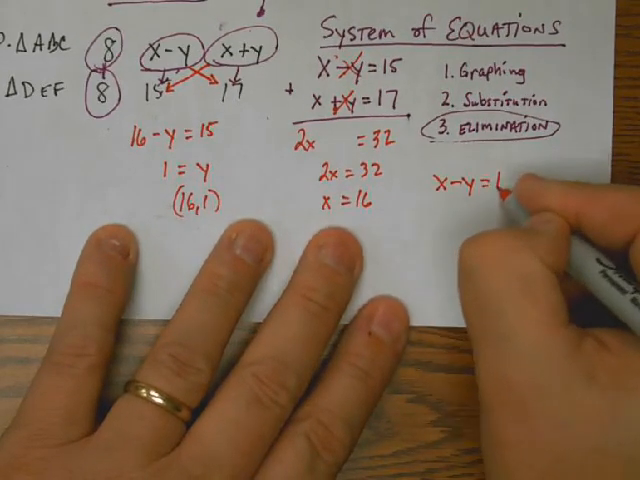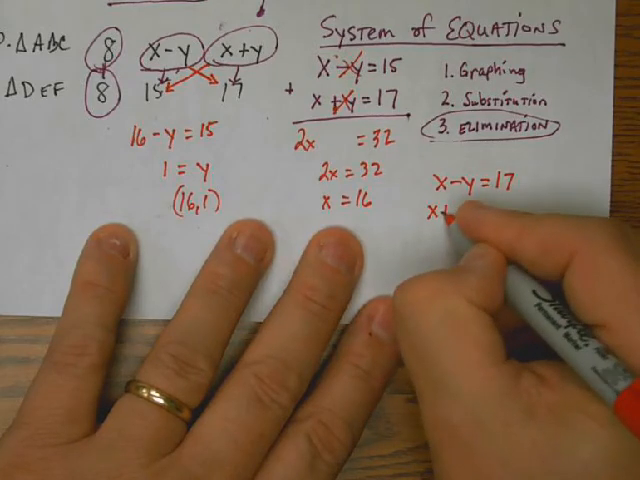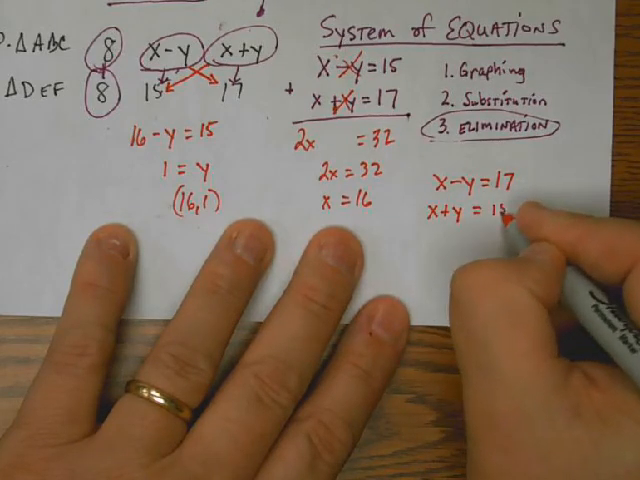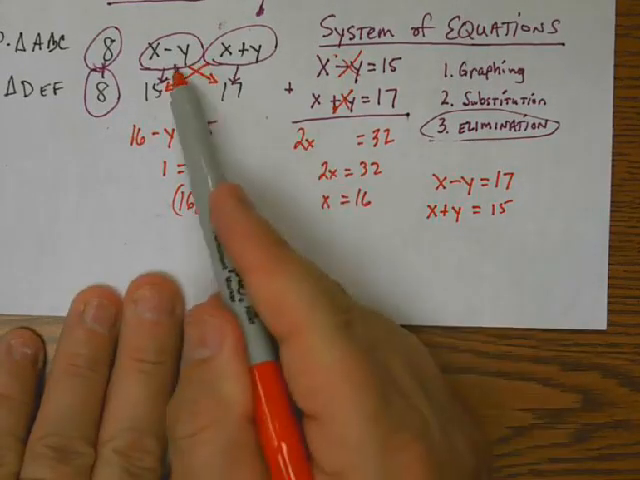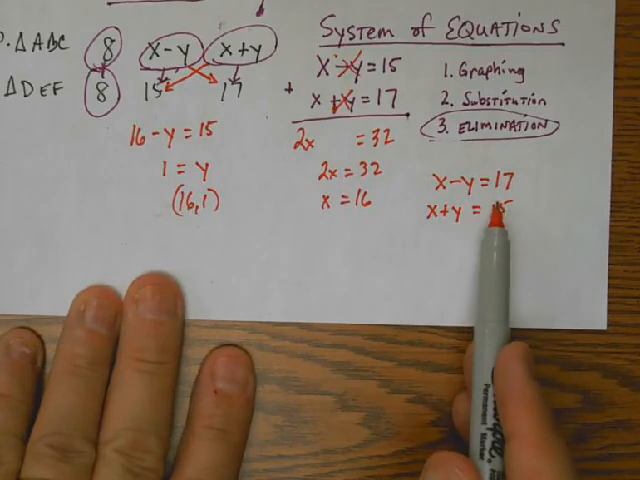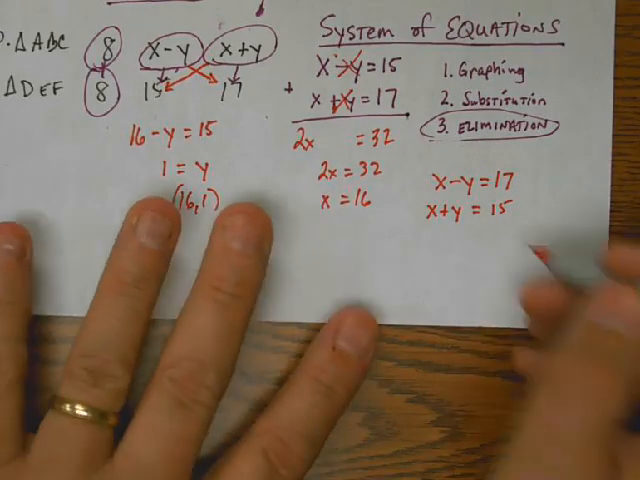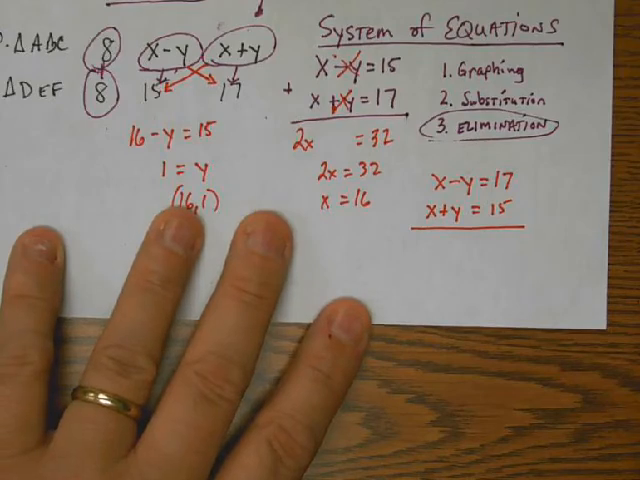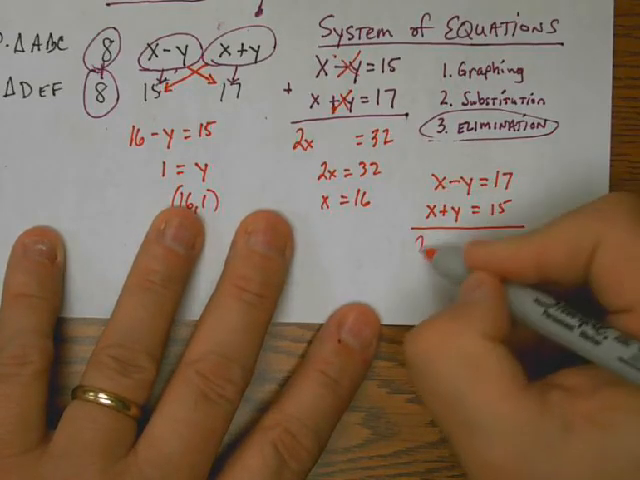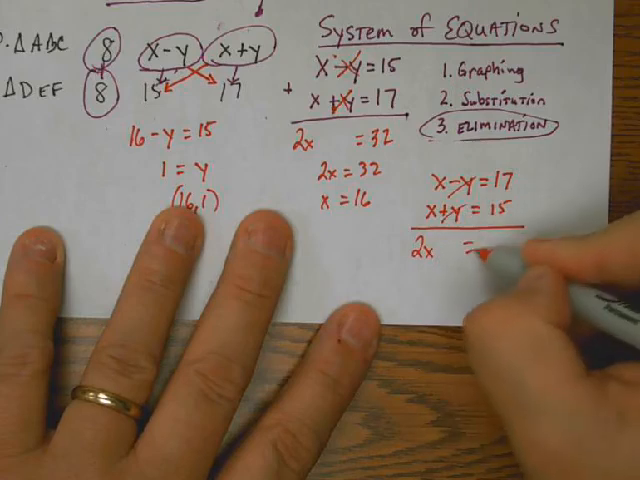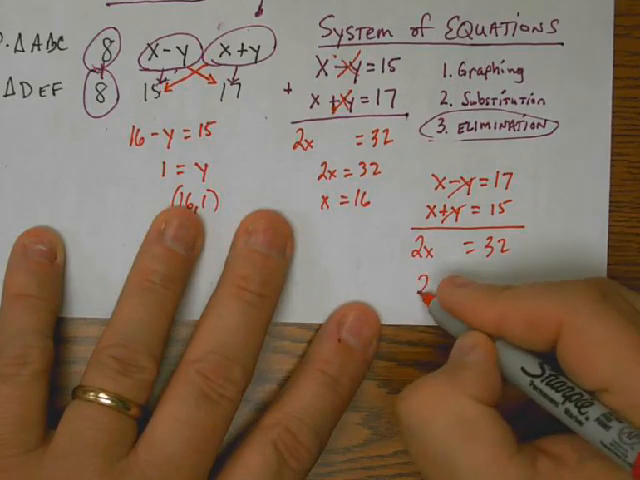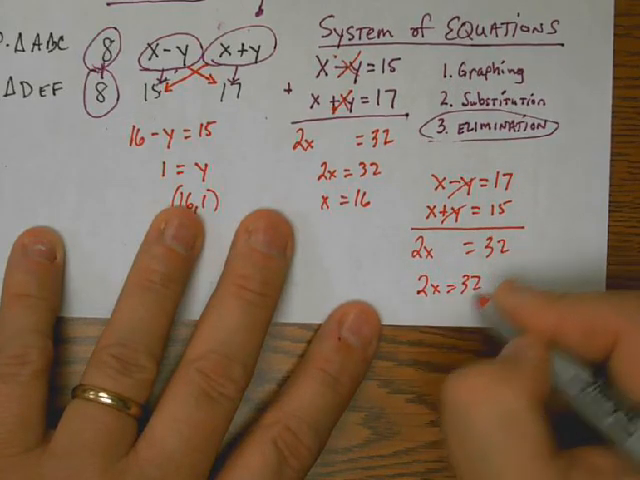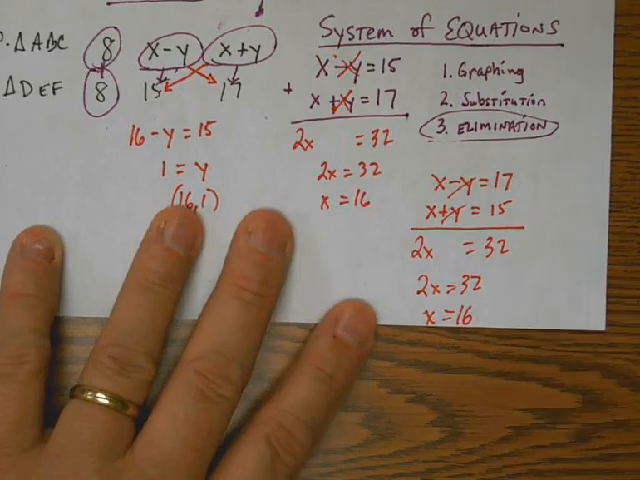x minus y equals 17, and x plus y equals 15. So it's very similar, but we just change the constants. We're going to do elimination method again. Kylie, which one do you think we're going to eliminate? The y, because it's easier. One's negative, one's positive. We have 2x, these eliminate, equals 32. 2x equals 32, and x equals 16.